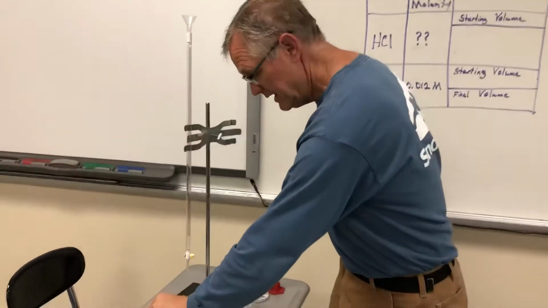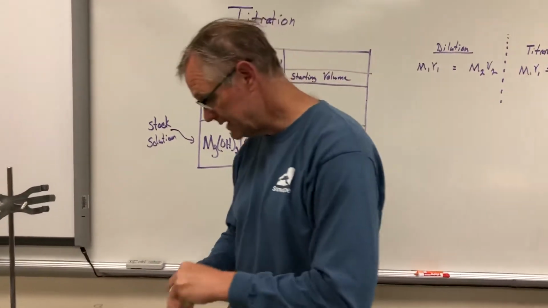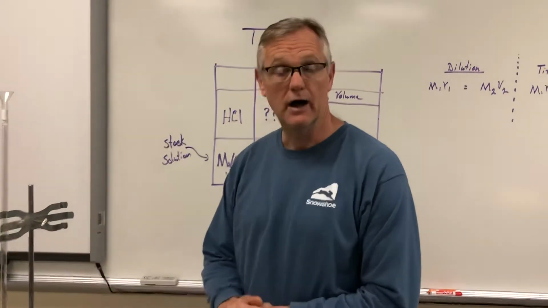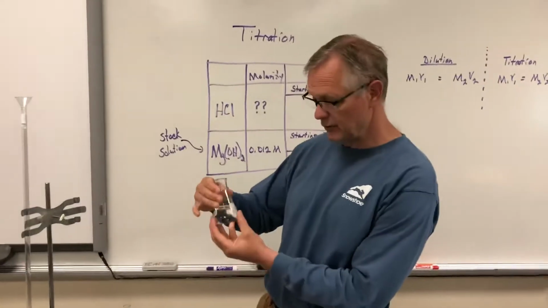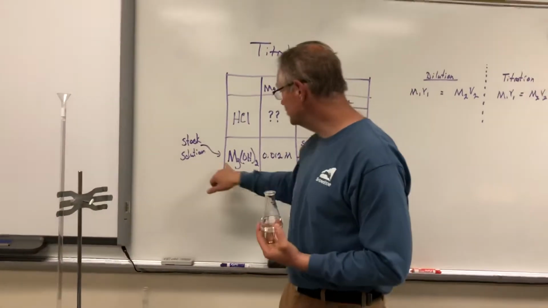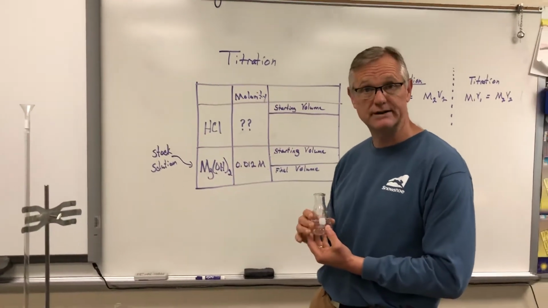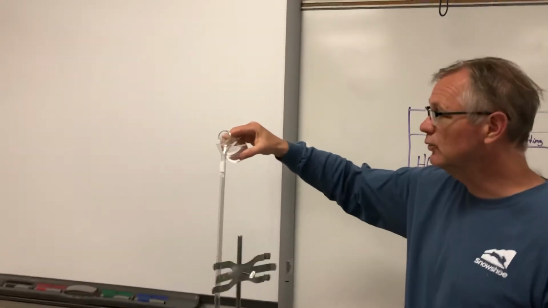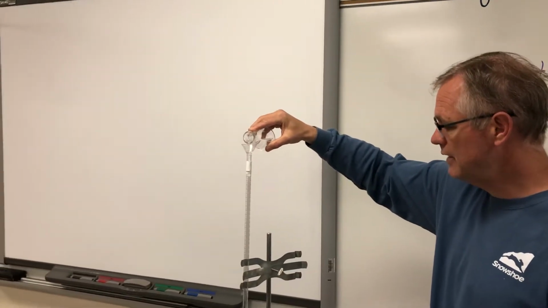So let me go through and set up a titration for you. A titration is used to determine what an unknown concentration of an acid or a base is. We're going to start with our stock solution. Our stock solution is magnesium hydroxide, and it's going to be at a 0.012 molarity. So you put your stock solution, what you know, into your burette.